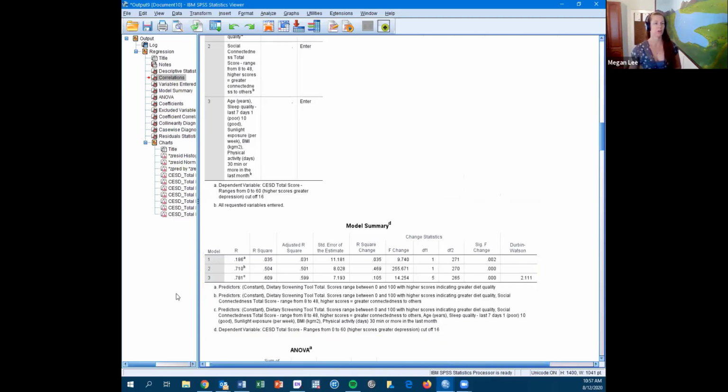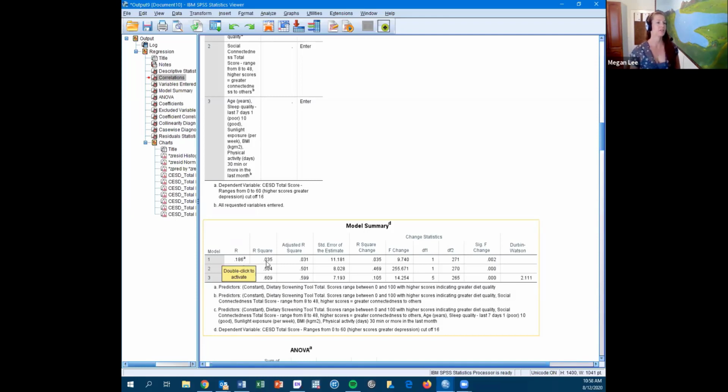However, always keep in mind when looking at the model summary that it doesn't tell us whether the model is significant or not. This is just giving us an idea of what's going on when we add each variable to the model. So model one, with our dietary screening tool, our correlation is 0.186, which it was up the top.